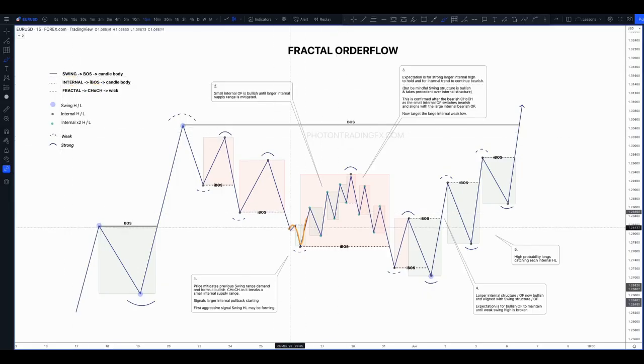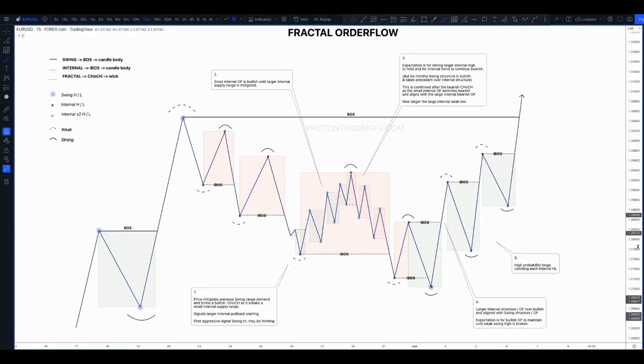So what do I mean by that? That CHoCH here means we're going to get that pullback. That CHoCH there means now the pullback's over and we're going to get that run. Right, because CHoCH signals the internal swings. The IBOSes signal the swings, right? So when we get that bullish IBOS there, that signals that the swing pullback is over and the next swing pro-trend run is going to go, right? And that's the way you can think about it.